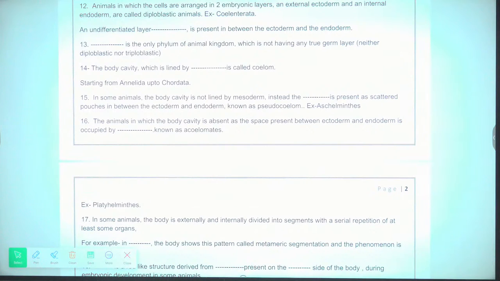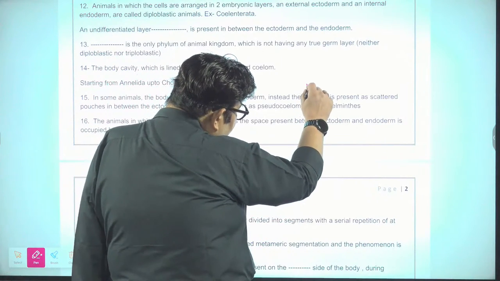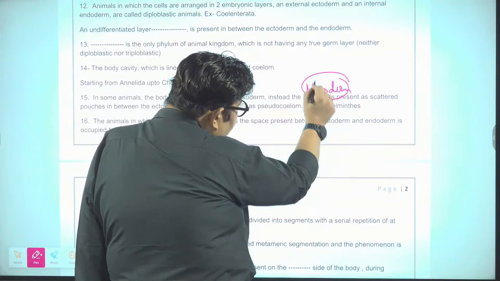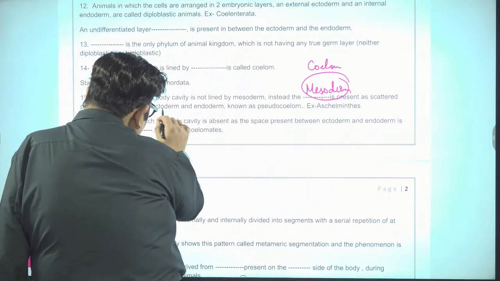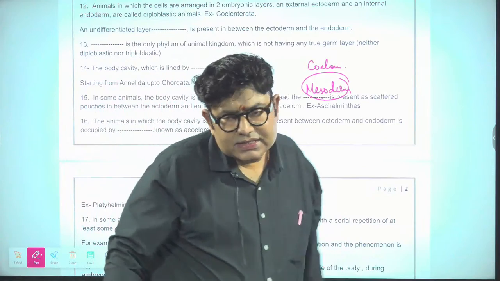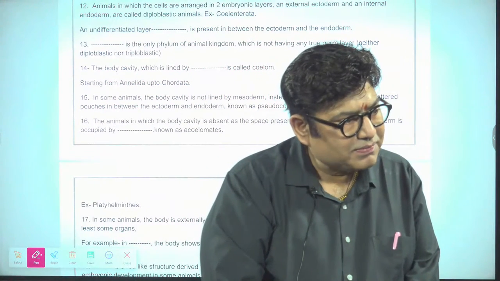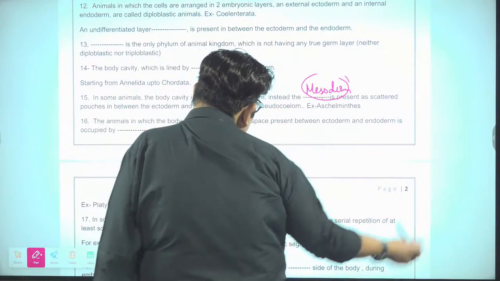In some animals, the body cavity is not lined by mesoderm. Instead, the dash is present as scattered pouches in between the ectoderm and endoderm, known as pseudocoelom. So what is present as scattered pouches? Please confirm whether mesoderm is given or coelom is given. Confirm, guys, online children, because only you can answer me. Mesoderm is given, right? Okay, mesoderm is present as scattered pouches.